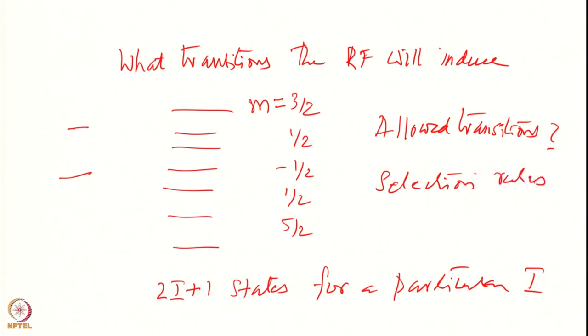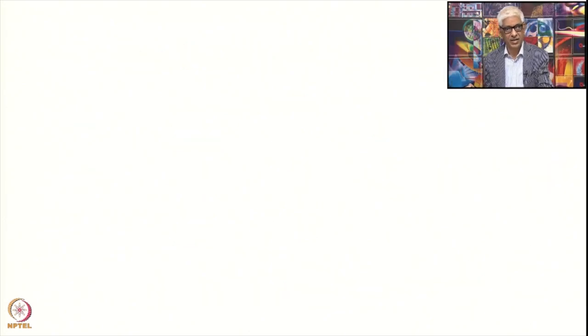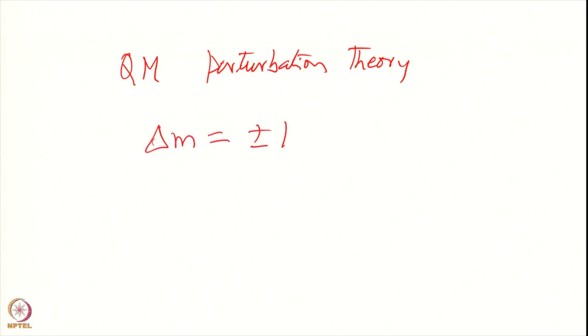Does the RF induce transition between every two levels? It turns out that this comes from the perturbation theory in quantum mechanics, and we will not go into that detail. It turns out that RF can induce only those transitions for which delta m is equal to plus minus 1. For example, for I is equal to 1, what are the states possible? I will have m is equal to 1, then 0, and also m is equal to minus 1.